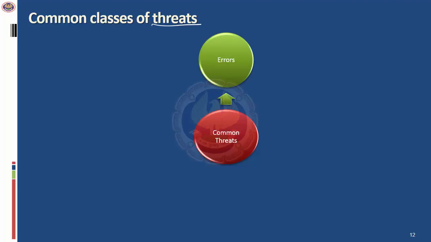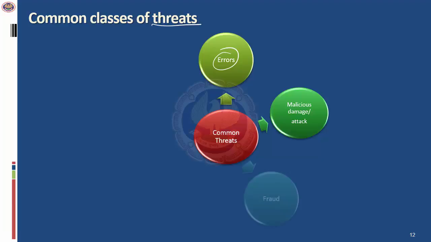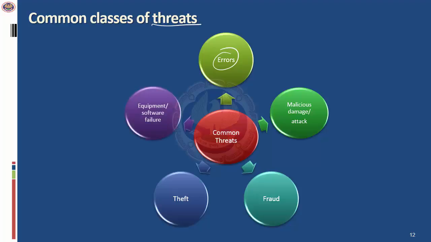Now let's look at the different classes of threats, or the common class of threats. Whatever be the enterprise, you find there are certain common threats. Let's look at some of the common threats. There could be errors. Information technology is used by people, and when people perform this, you have errors. You could also have malicious damage or attack by hackers. It could be internal staff or it could be external attacks. Or there could be fraud which is committed by internal employees or by external employees. Or there could be theft. Or there could be equipment or software failure.